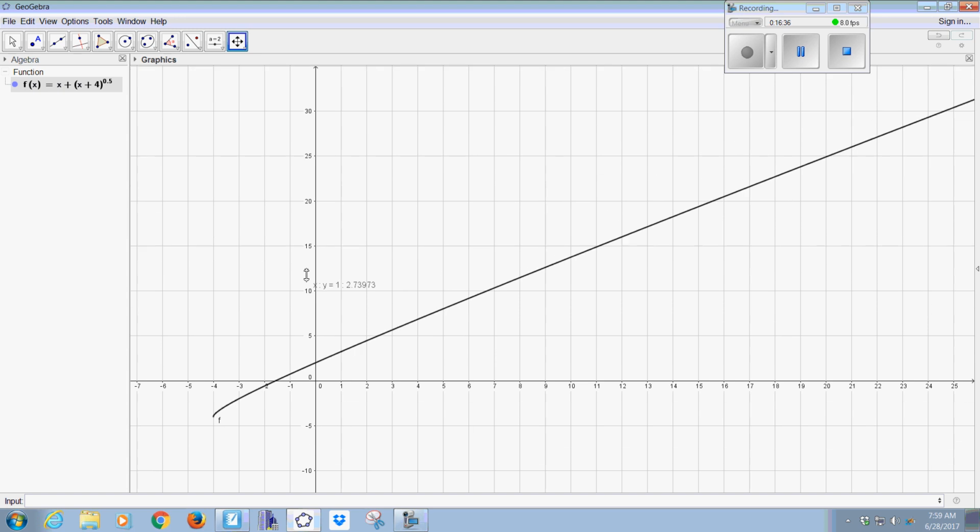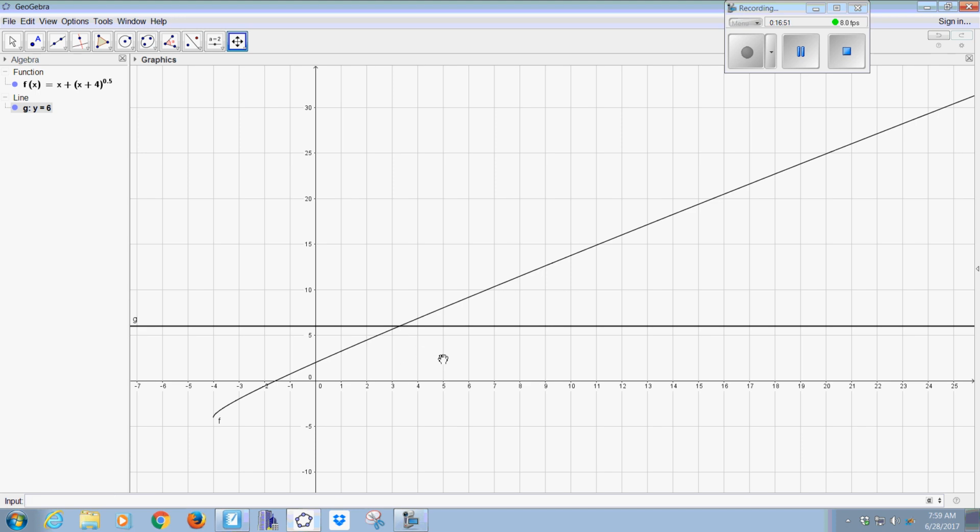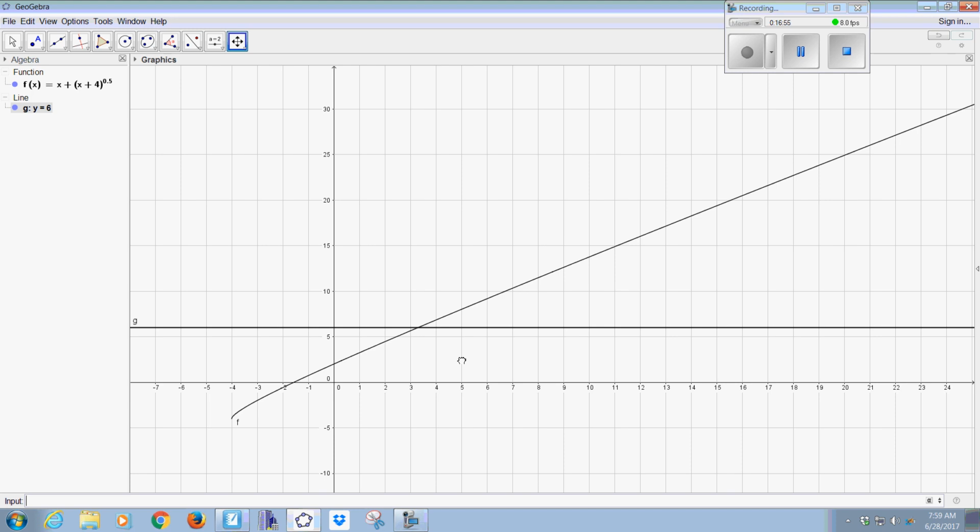And let me just bring this down a little bit so you can see it. And now I want to see, where does that meet the right side of the equation, which is y equals 6. And you can see where these two intersect is the answer. Okay, so if I look at this, I see my answer is a little bit bigger than 3, and that's not the answer I got in number 4. It was actually 5.